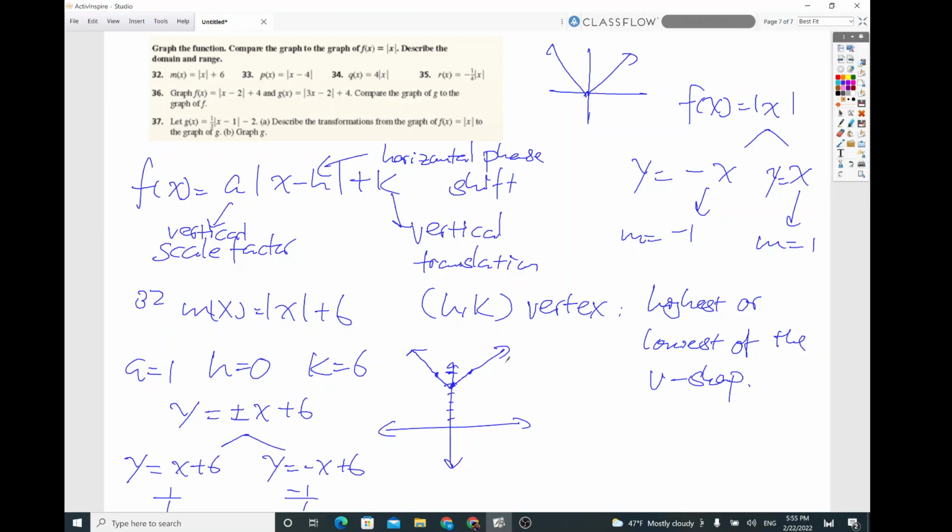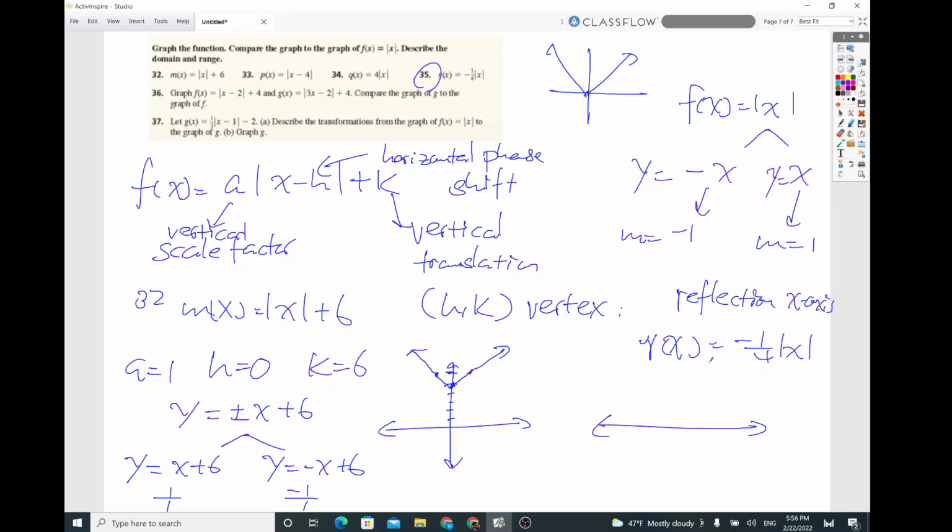And now what about number 35? Similarly, 35. So let me get more space for this one. Again, just identifying the value of a, h, and k. You see that the negative sign is right outside the function, so that means it's going to be reflected over the x-axis. So for this one, which is R of x, that equals negative 1/4 absolute value of x.